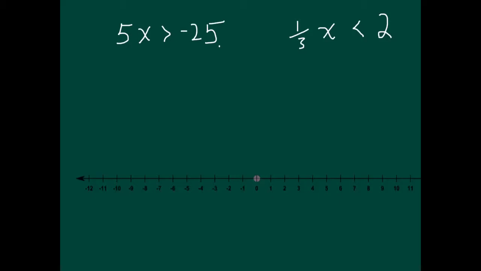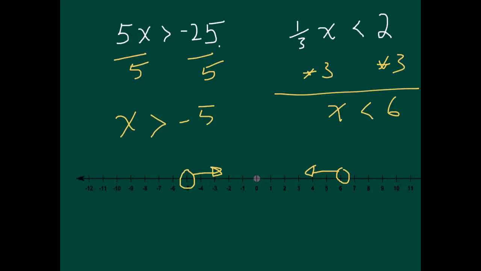Please go ahead and show what you would do to both sides of these equations and graph your two sets of solutions. Okay, so on the left, it's x times 5. You can divide by 5. x is greater than negative 5. You do not include the negative 5 when you're showing solutions, and x is anything that's greater than negative 5, so the arrow to the right.